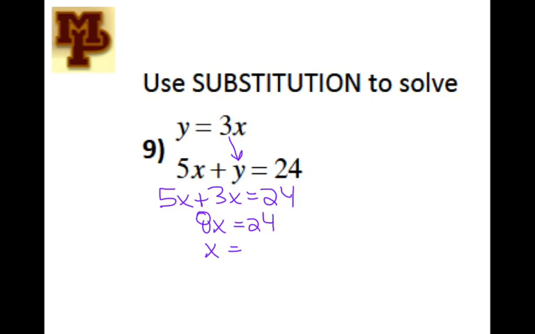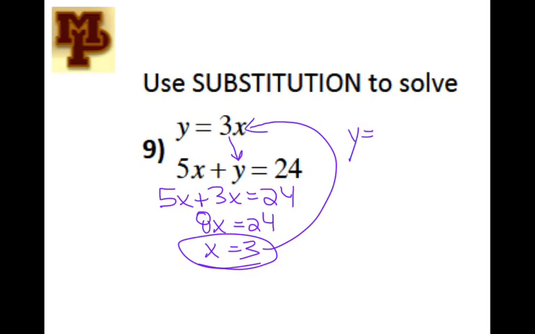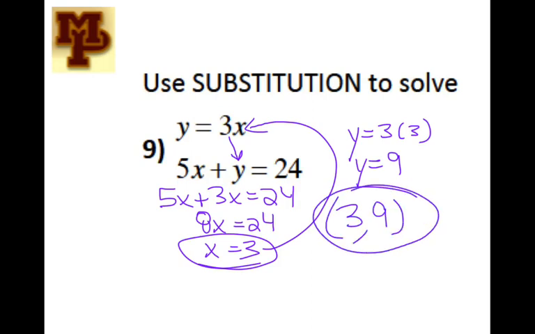X equals 3, and then once you figure out the 3, then you can go ahead and just plug it in right there to figure out what the y is. So y equals 3 times 3, which is 9, and then we put the two together as an ordered pair, 3, 9. And remember, you can always check your answers.